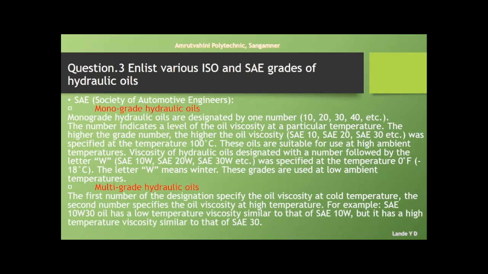Multigrade hydraulic oils. The first number of the designation specifies the oil viscosity at cold temperature. The second number specifies the oil viscosity at high temperature. For example, SAE 10W30 oil has a low temperature viscosity similar to that of SAE 10W, but it has a high temperature viscosity similar to that of SAE 30.